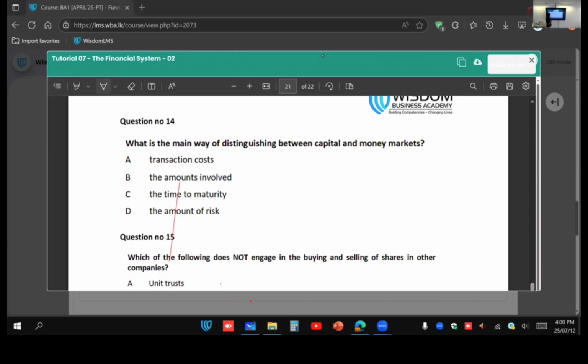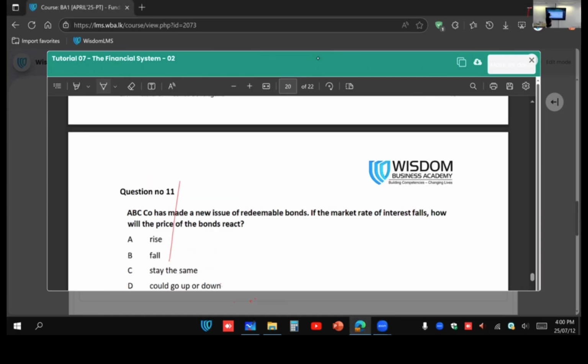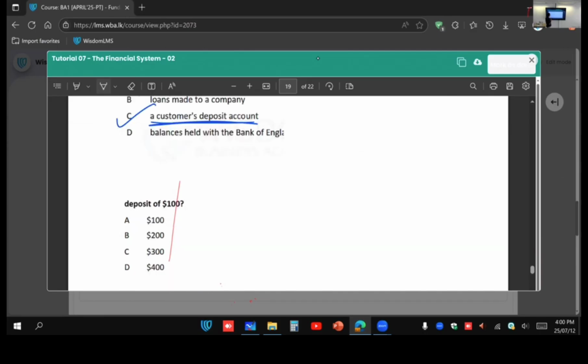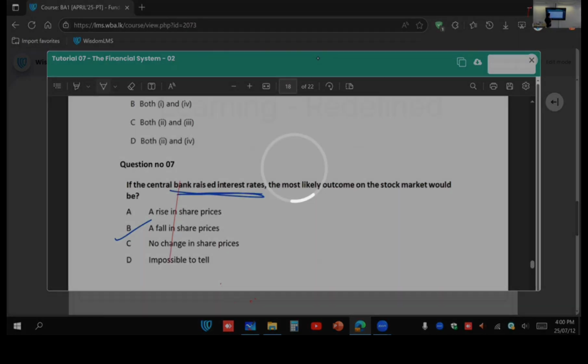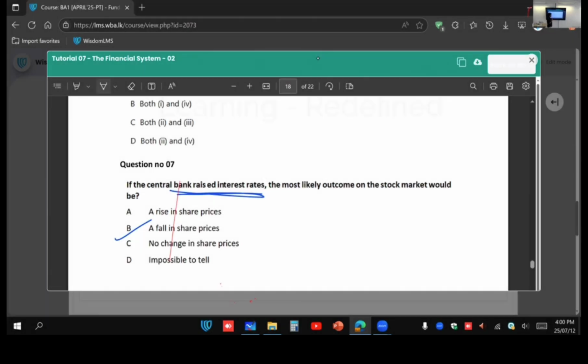So why is there a fall in share prices in question 7? As I said, Tarini, when you raise the central bank interest rates, the industries will have to incur a lot of costs when it comes to borrowing. So as a result, their profits will drastically come down. Because of that, that will give an indication to the market. And because of that, a fall in share price might happen.